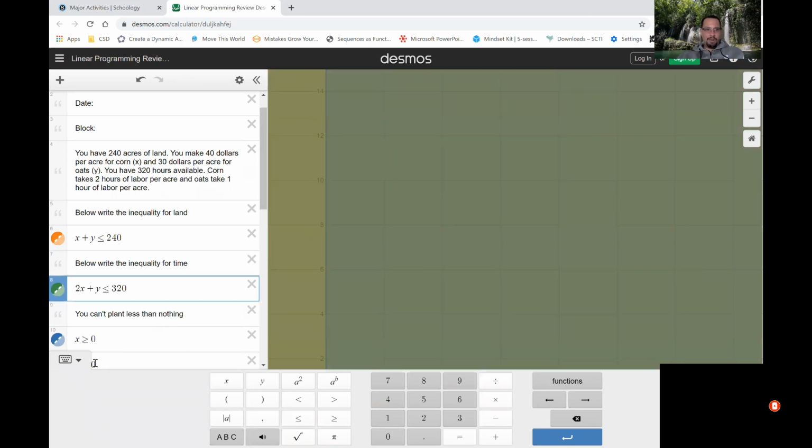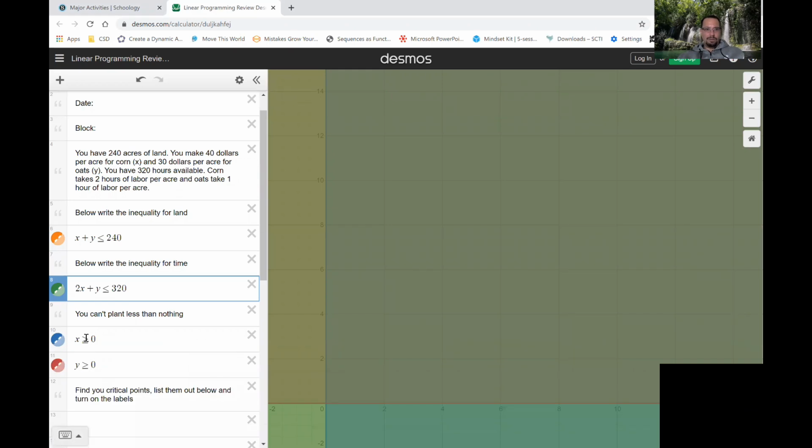So we have some other inequalities that have already been put in place. We're saying x is greater than or equal to 0 and y is greater than or equal to 0, because you can't have negative oats and you can't have negative corn.